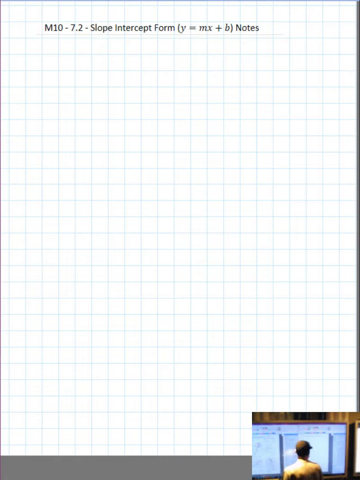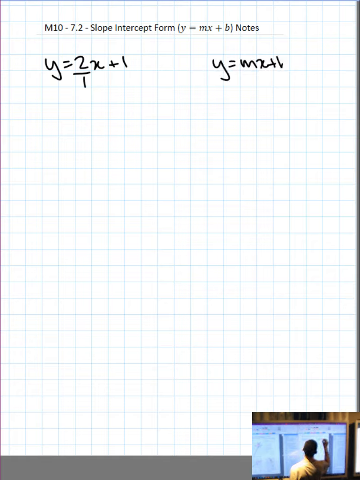Okay, so let's further delve into slope-intercept form. So let's write out the equation, y equals 2x plus 1. I'm going to put a 1 below the 2 just for fun. I know every number's over 1. And then I'm going to write y equals mx plus b off to the right, what we just looked at on the last section. And we know b is the y-intercept, and m is the slope.